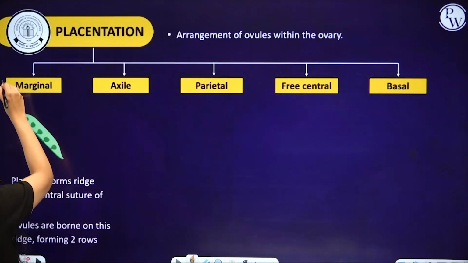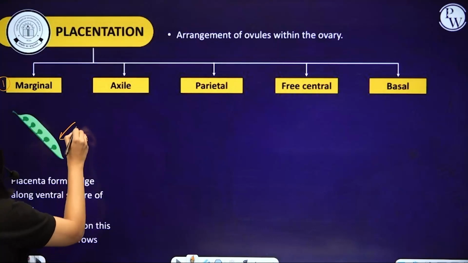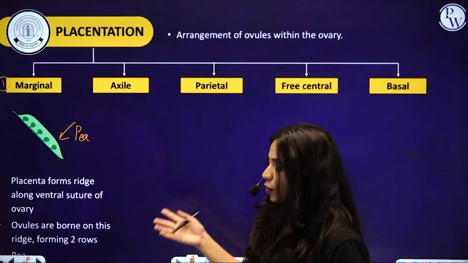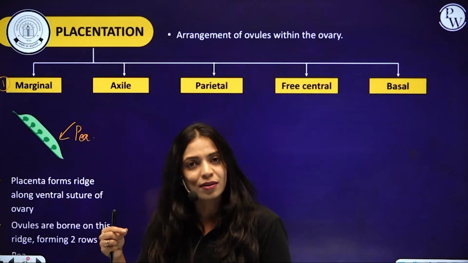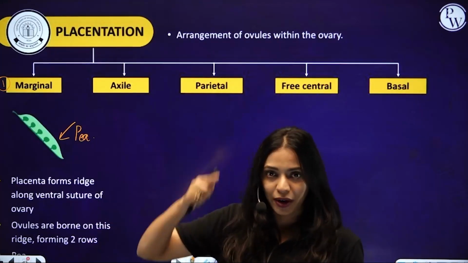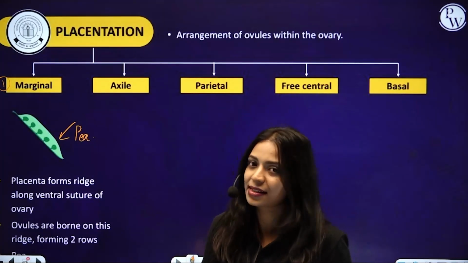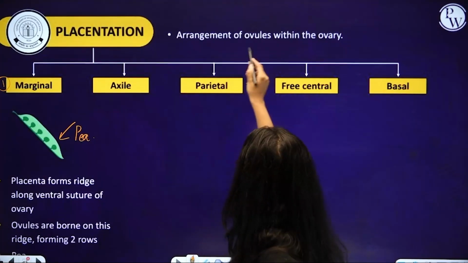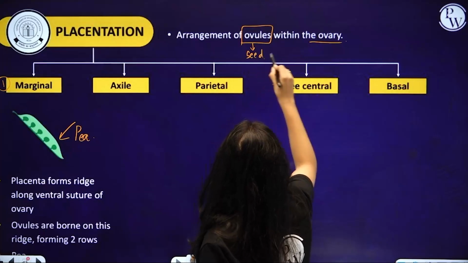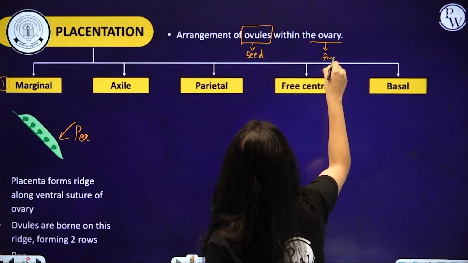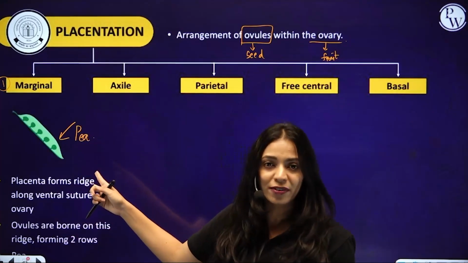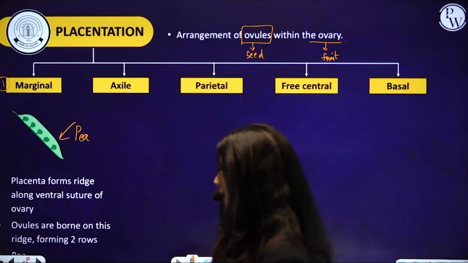First, let's talk about marginal placentation. This looks very familiar, right? So this is actually a pea pod. You can see how the ovules are arranged here. Ovules are what will eventually form the seeds. Okay. So you all would have seen the pea pod and how the seeds are arranged within it, right? That itself is the placentation. It is basically the arrangement of ovules within the ovary. Ovules form the seed. Ovary is the fruit. So if you can recollect how the seeds are arranged within these examples that I'm going to give, it'll make it very easy for you to understand.